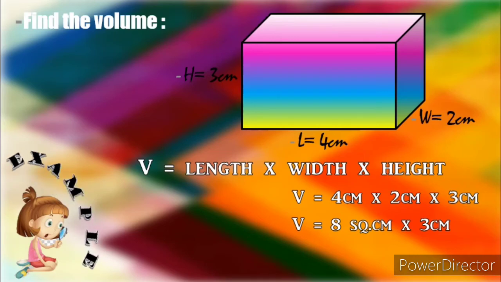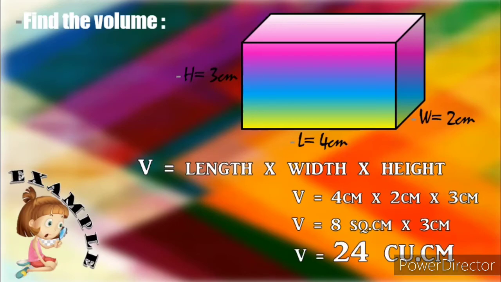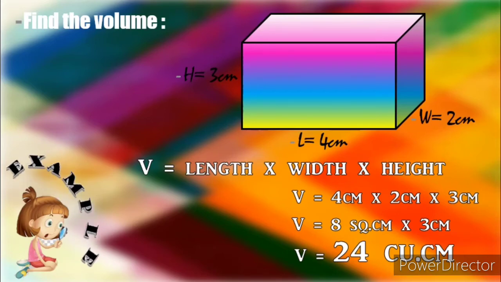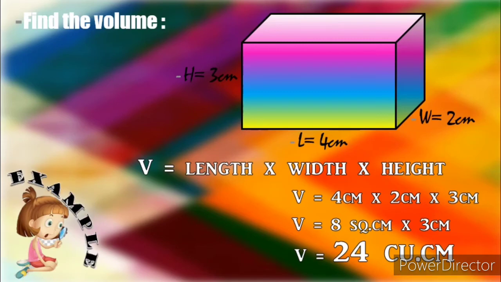Next step, let's multiply the last two numbers. Therefore, 8 square centimeter times 3 centimeter equals 24 cubic centimeter. Why is it cubic? Because we multiplied 3 of the same unit. Therefore, volume equals 24 cubic centimeter. Am I understood? Do you have questions? If there's none, we will proceed to another example.